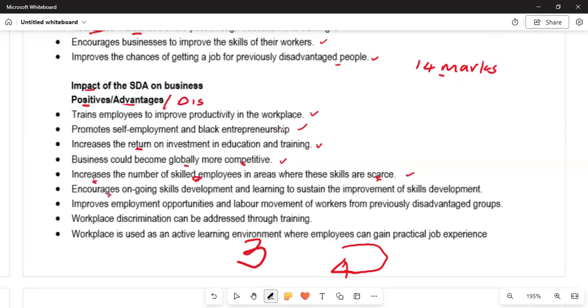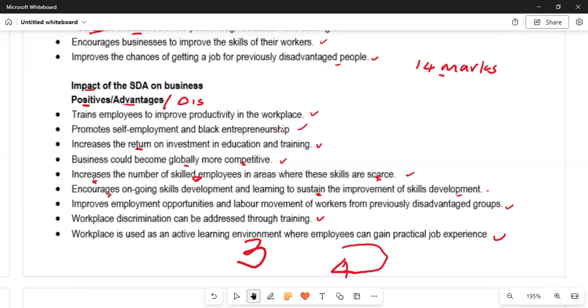Improves employment opportunities and labor movement of workers from previously disadvantaged groups. So it improves the employment opportunities. So with this act, it means you'll be able to access jobs. That will make those previously disadvantaged people able to access jobs because they will now find themselves with the necessary skills to do the jobs. So the skills are very important because those disadvantaged people will now be able to apply for jobs because they will have the necessary skills to do the job.